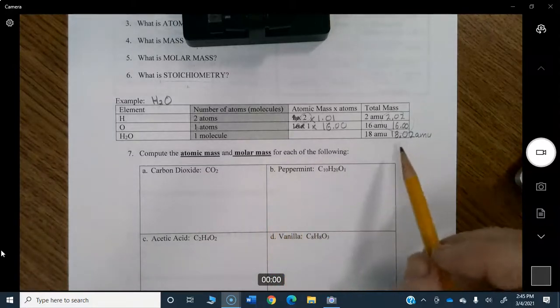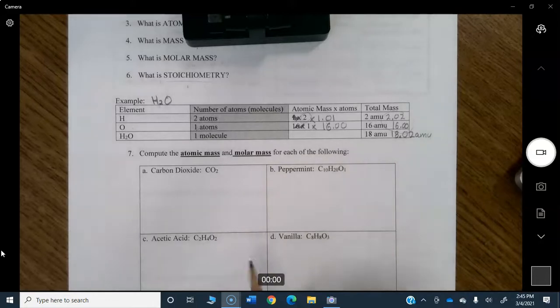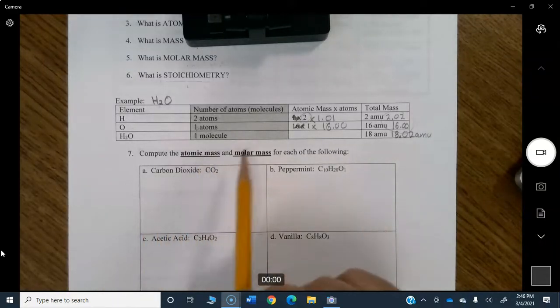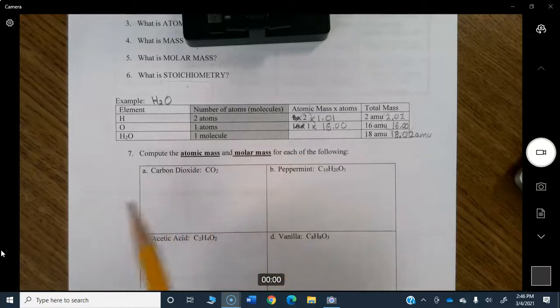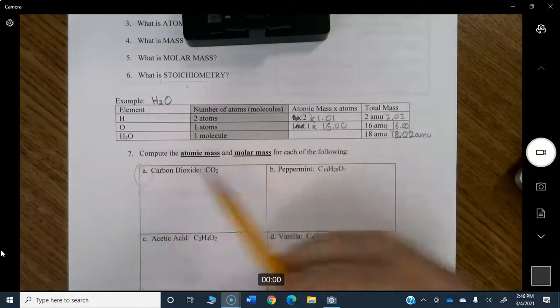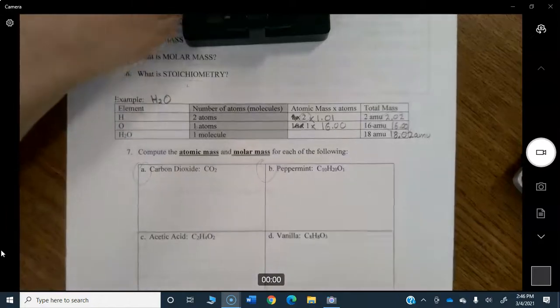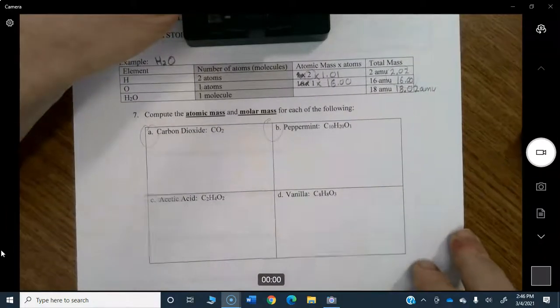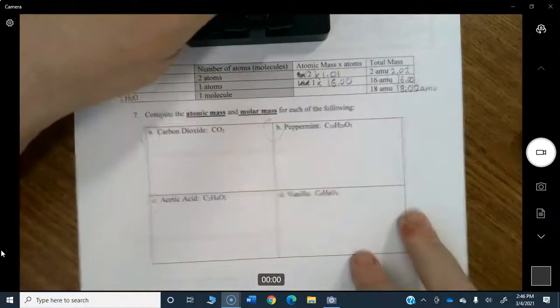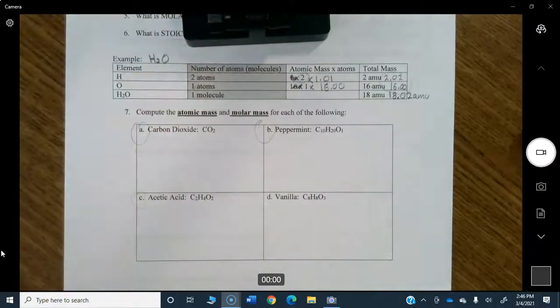Okay, so what we're asking you to do here is, for these 4 different compounds, compute the atomic mass and then the molar mass of each of these. So I'm going to do these 3: carbon dioxide, peppermint, and acetic acid, which is basically vinegar. And then you'll do the 4th one, vanilla. But you should do all of them actually, and just watch my answer to see if you did them right. Okay, so you need to get out a periodic table.